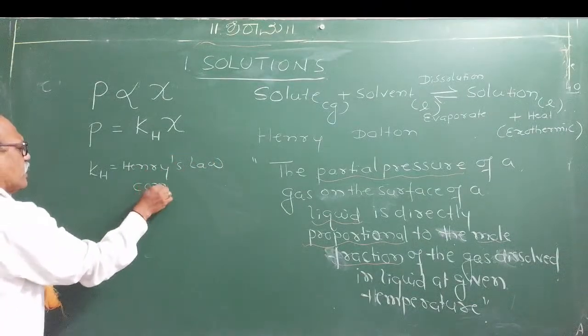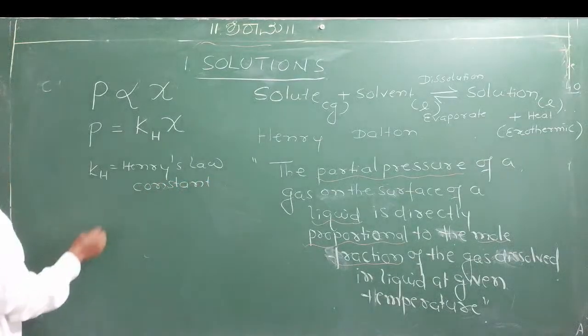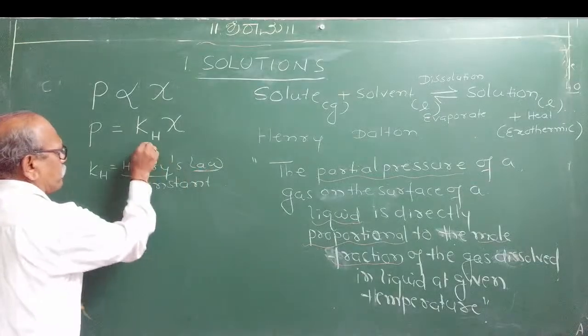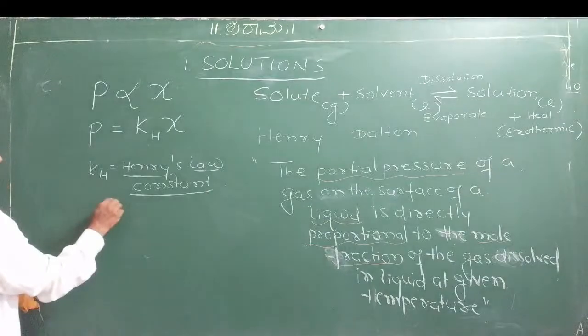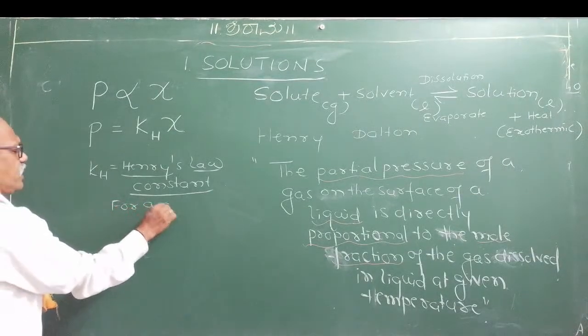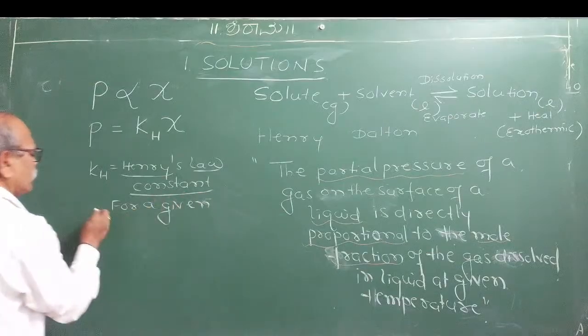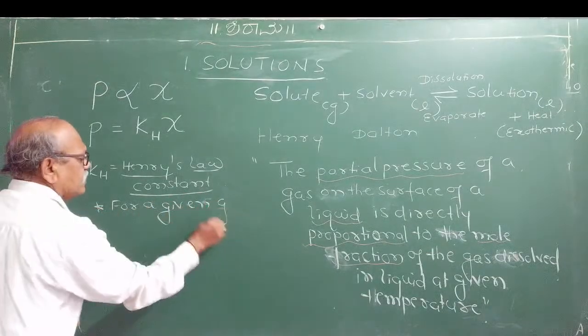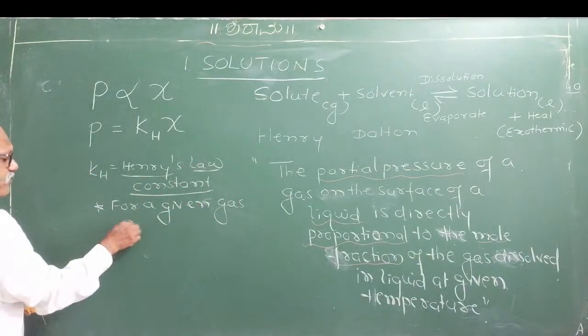This Henry's law constant is a constant, denoted by Kh. It is a constant for a given gas at a given temperature. First point: for a given gas it is constant, and for different gases it will be different at a given temperature.